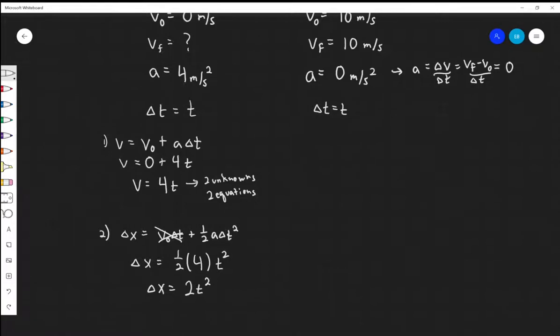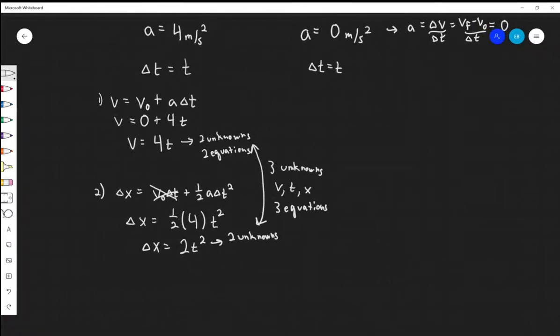Okay, so again, I have two unknowns, so I need at least another equation that has both of those variables in it. And actually, I've now added another variable. I've added change in x. So to solve both of these, I have three unknowns between the two of them. Right? I don't know v, I don't know t, and I don't know x. So that means I need three equations now. Okay, so I need at least one more equation to be able to solve this. Okay, so let's look at the third equation.